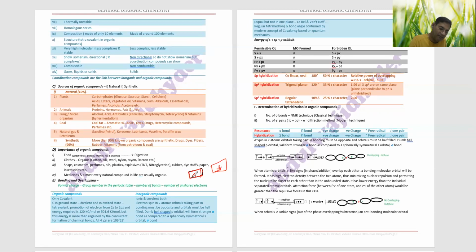A dumbbell-shaped p orbital will form a stronger pi bond as compared to a spherically symmetrical s orbital sigma bond. So, this is all about the organic and inorganic compounds. Now see what next is.